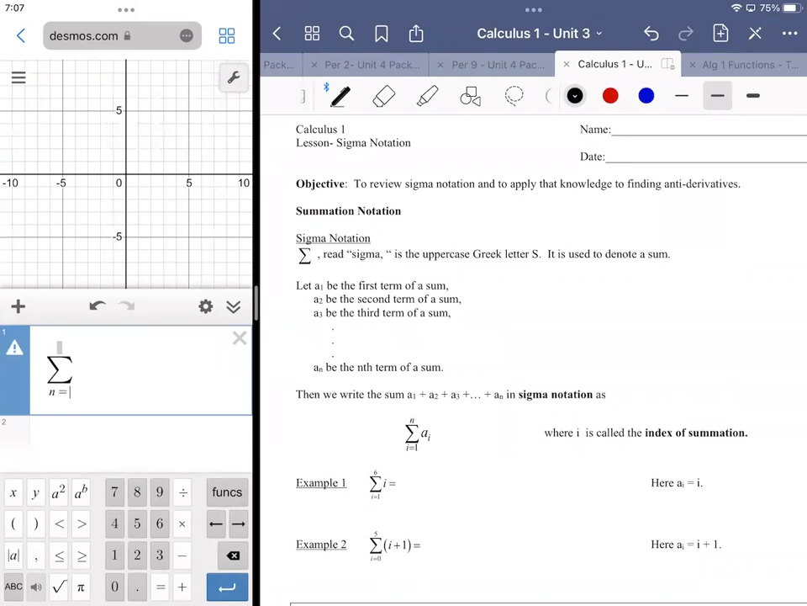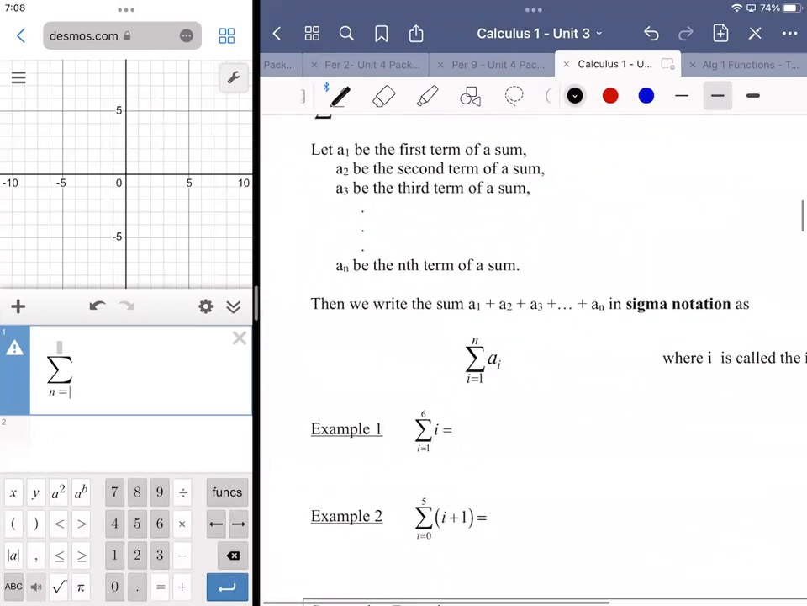Right? The A sub I represents the term of the sum, and the I is known as the index of summation, and N is the nth term. So if we're talking about a finite series here, then we're talking about how many terms. So this is the nth term. And this is the term of the sequence.